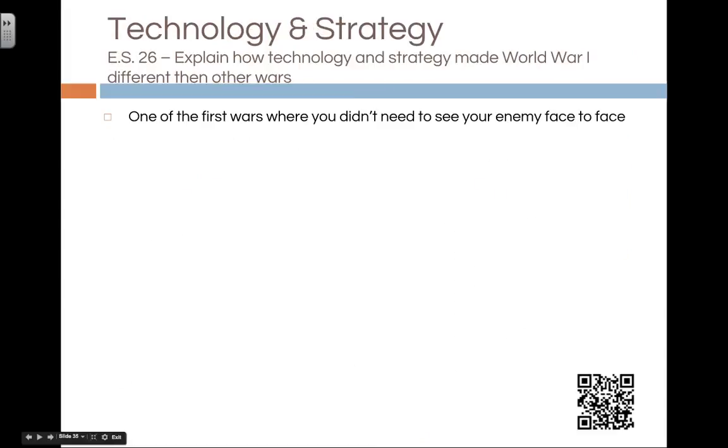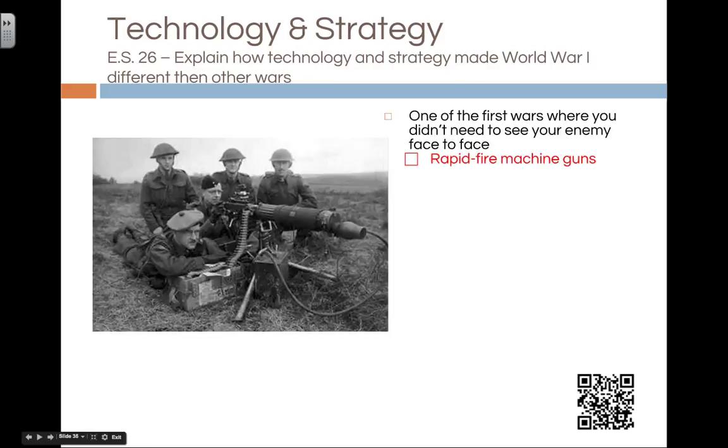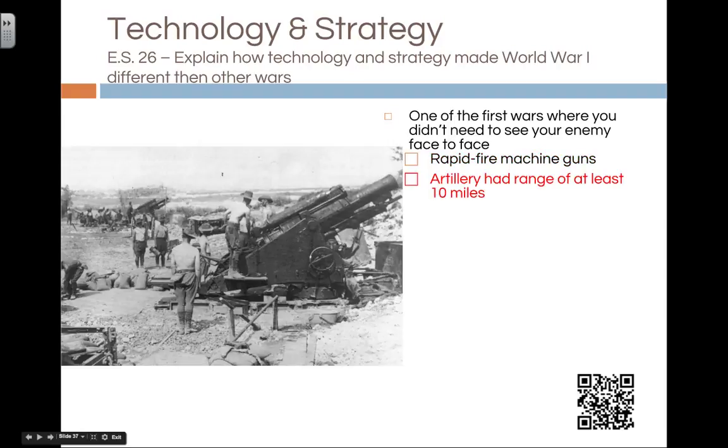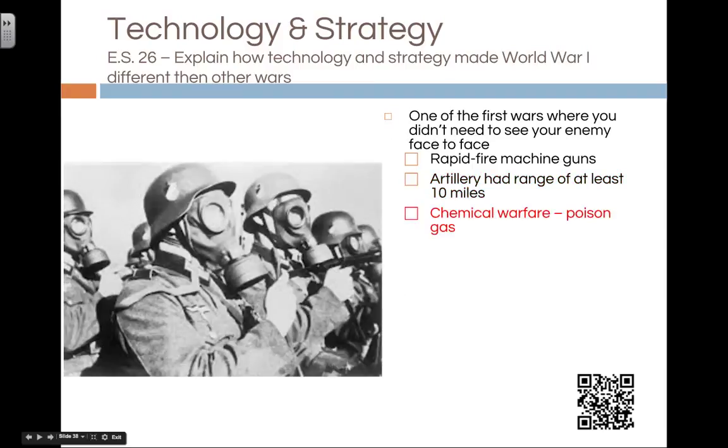Our last statement that we're going to address is the technology and strategy that we see in the war. This is going to be one of the first wars where you don't have to see your enemy face to face anymore. No longer is it we stand in a line in front of each other and shoot, and then we go to the back to reload our weapon. It's all more strategic. Some of the major weapons that we're going to see are the rapid-fire machine gun, artillery that had range of at least 10 miles, chemical warfare. So this is the first war we're going to see poison gas being used against the enemy.